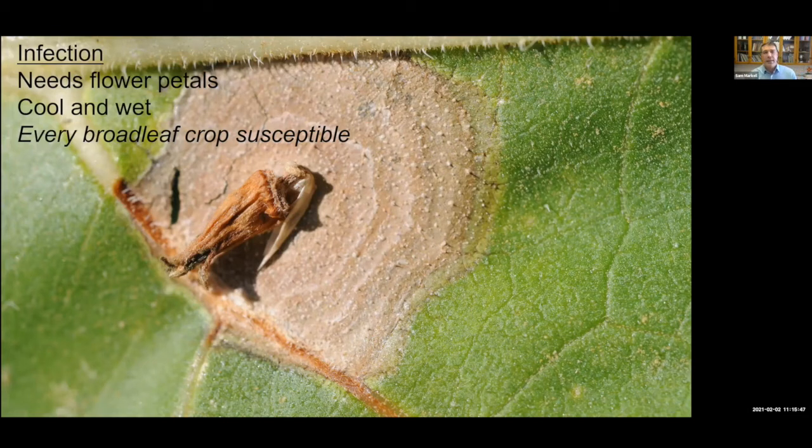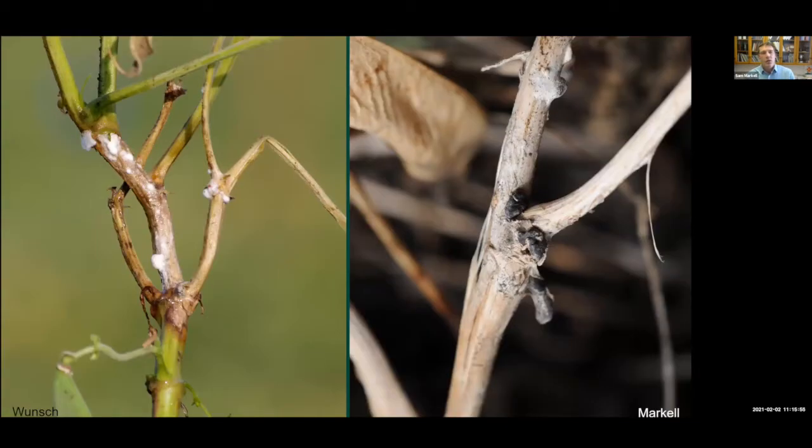And I would emphasize that every broadleaf crop we grow is susceptible. They're not all equally susceptible, but they're all susceptible to white mold. So of course, once you get it in that green tissue, and often in the leaf or the petiole, it'll go right to the stem. And these early infections in particular will cause quite a lot of plant death and yield loss.